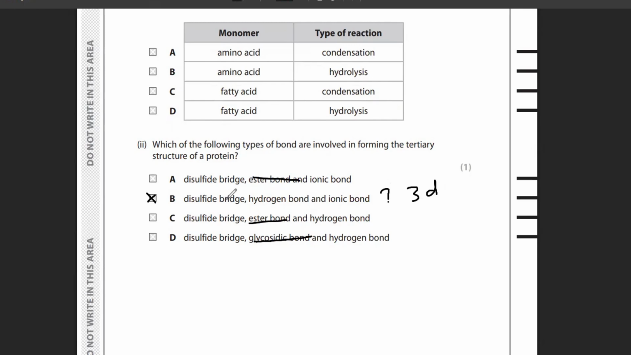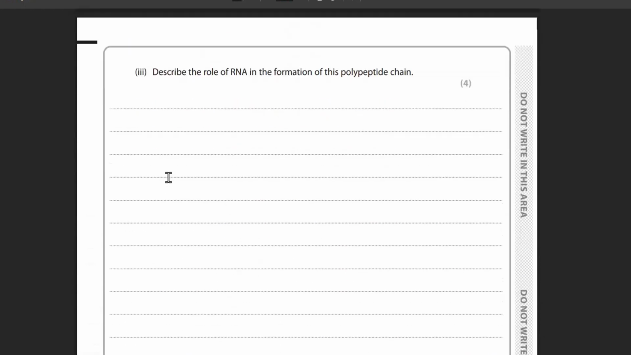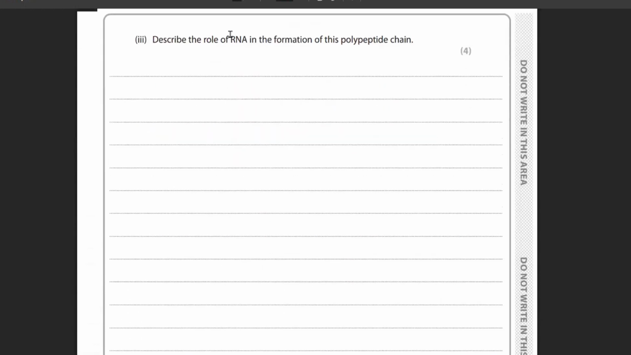And yeah, you've got disulfide bonds, hydrogen bonds, and ionic bonds. Essentially covalent bonds, hydrogen bonds, ionic bonds. They form the 3D or tertiary structure of a protein. You can say hydrophilic and hydrophobic interactions as well, which also help form that tertiary structure of the protein, which is extremely important for its function.